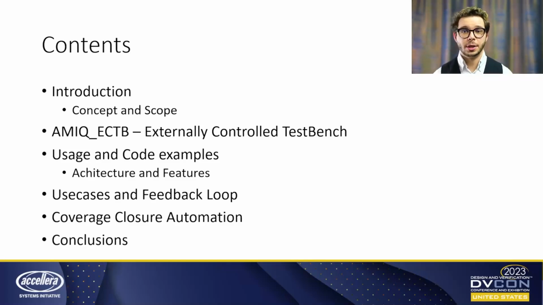and explain how this feedback loop can be established, which is basically having an externally controlled layer enables us to have certain scripts that can parse the coverage databases of our previous regressions, and we can modify how our environment works and how the test cases behave. And I'm going to showcase some examples, talk about some results that we've seen, and also go over the conclusions.